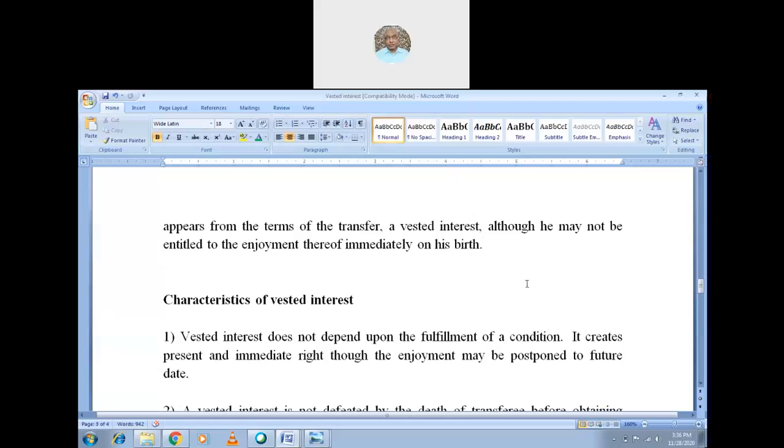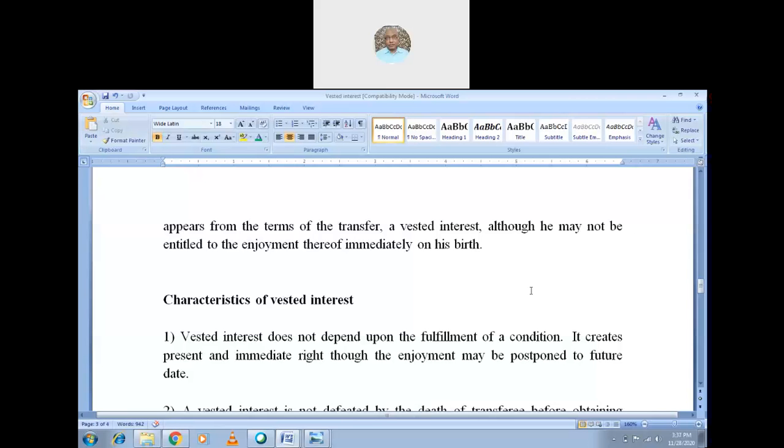We have a separate point on the unborn child, how an unborn child will get the property. We will see it. Now we will see the characteristic of vested interest. I have given one example of the unborn child, but we will see it in detail later. How will the transfer take place? Directly you cannot transfer the property to the unborn child. There must be a lifetime interest, somebody should be there.